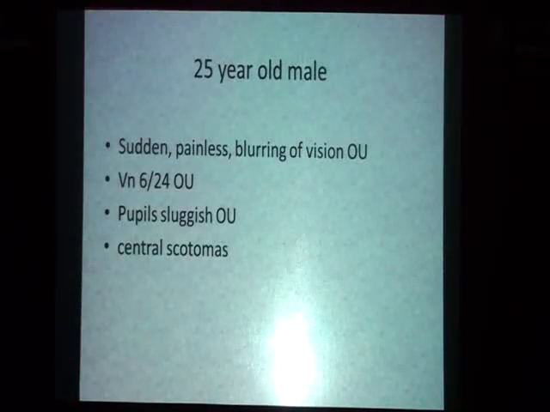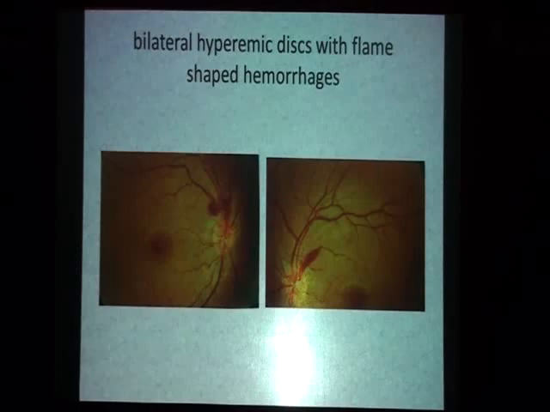Okay, last but not the least, a 25-year-old male who had sudden painless blurring of vision in both eyes with a 6/24 vision in both eyes, and pupils were sluggish. He had central scotomas. Without fundus examination, if the fundus examination was normal, I would think of either toxic optic neuropathy or some other cause, tobacco, alcohol, amblyopia. But this was the fundus picture. You had bilateral hyperemic discs with flame-shaped hemorrhages. This could not be explained.